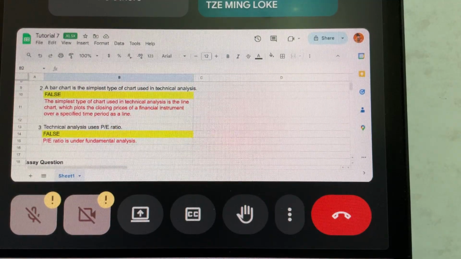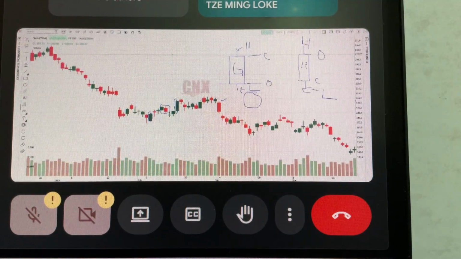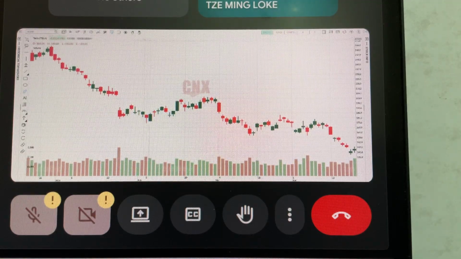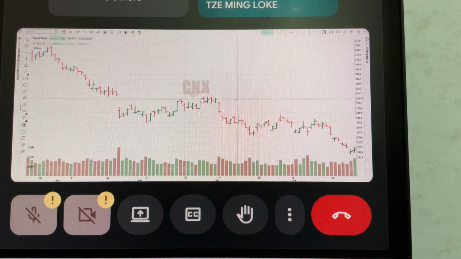If you want to see a bar chart, let me just hit it on this thing. Over here, I just click here from the candle, I click it to bar, and I get a bar chart. So this is the bar chart. Bar chart gives you 4 pieces of information.